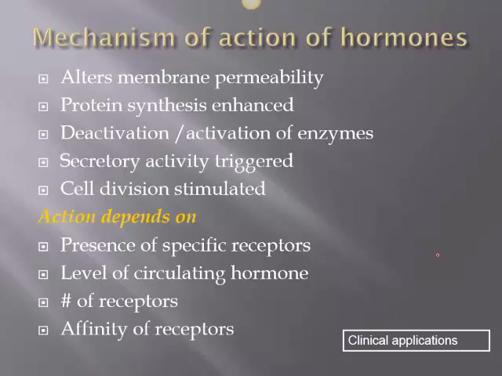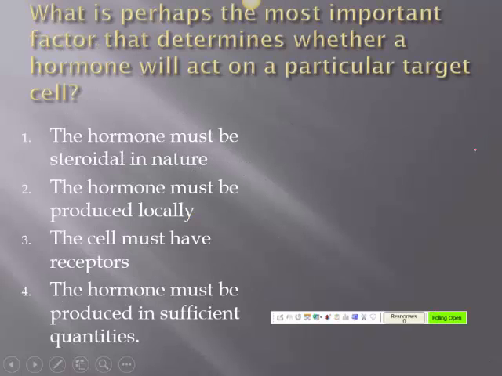So such like this, there are many examples that we have in the body where we use this knowledge of the affinity of the receptors, or we can explain autoimmunity or other conditions, or based on how many receptors are present in that area. So let's take a look at some questions here. What do you think is the most important factor which determines whether a hormone will act on a particular target cell?